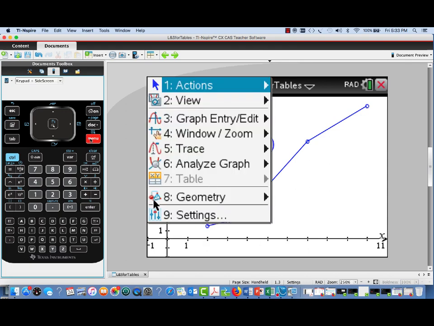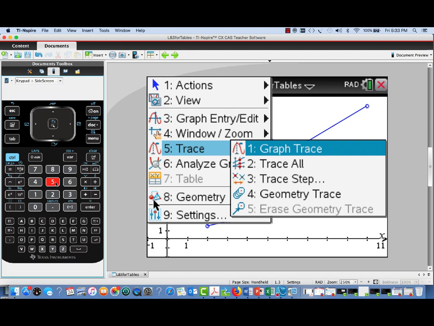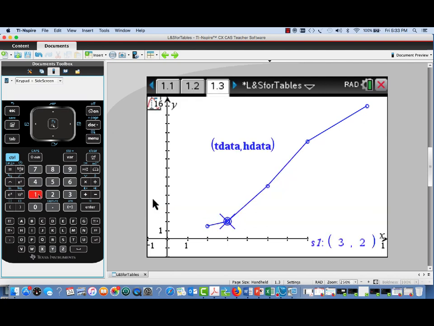Now, if I wanted to trace, we can just turn on the trace, and what this is going to do is jump from data point to data point. There we can see time equals 2, height of 1.5, and we can jump to each of the 5 data points that we have represented in our data table.